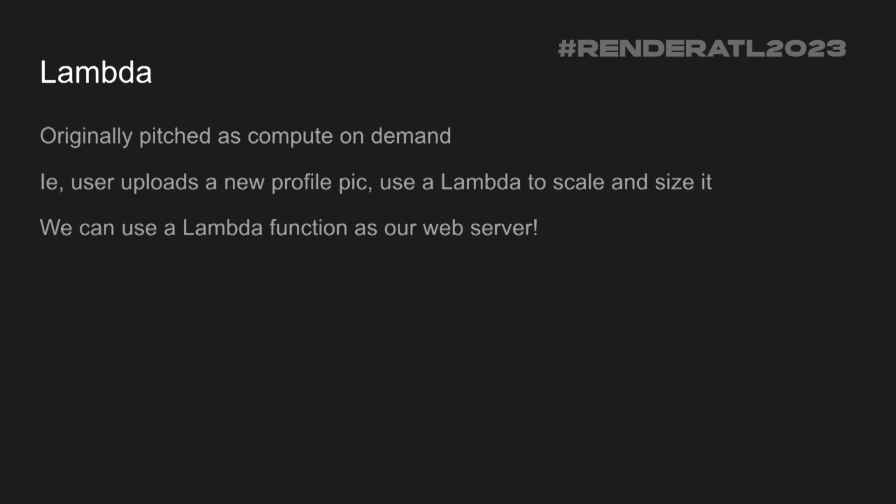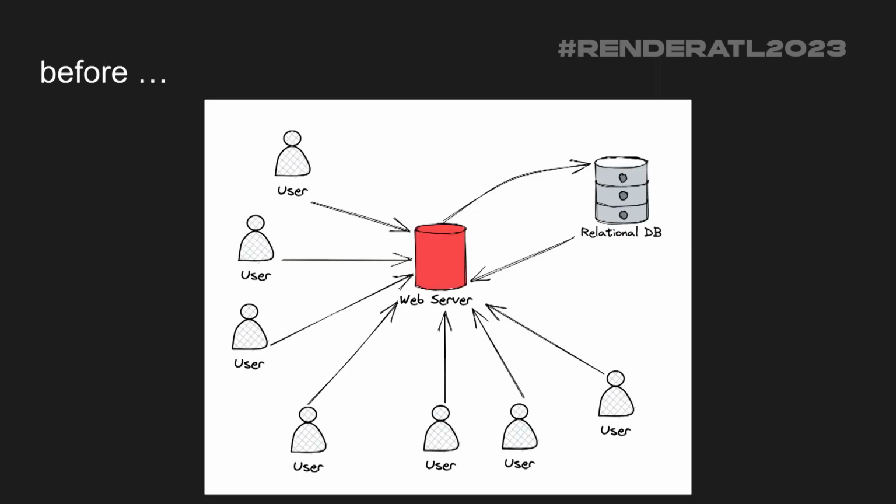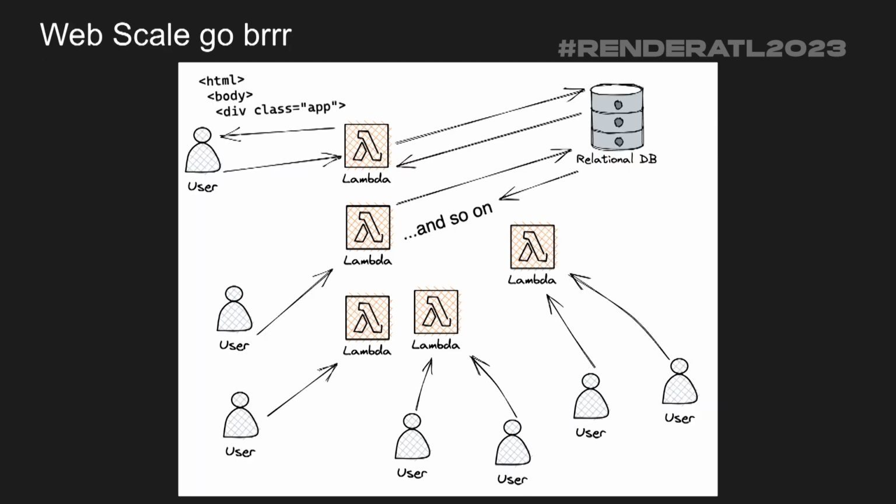It didn't take long, though, for some creative web developers to realize that if we can use a Lambda function to upload and resize a picture, we can use a Lambda function as a web server. Because a web server is nothing more than taking a request in and sending back some HTML, CSS, and JavaScript. And there's no reason why a Lambda can't do that. So if we think about what that might look like, we go from something like this to something like this.